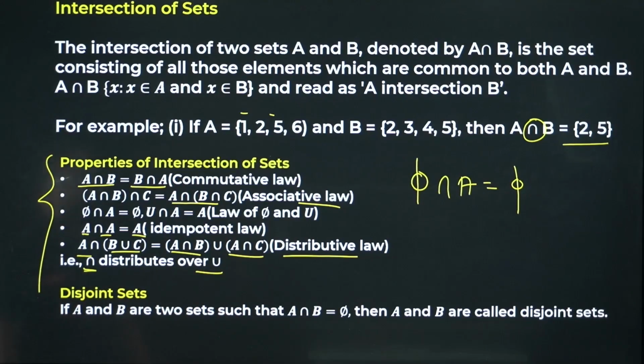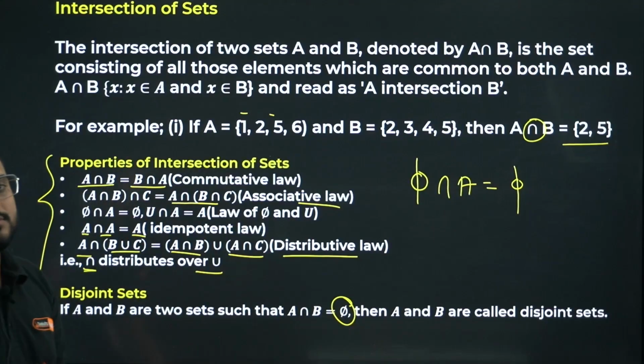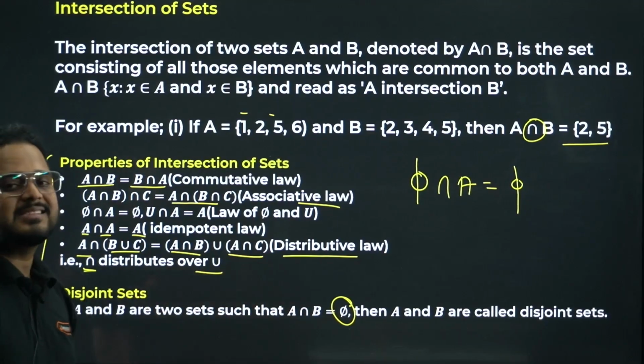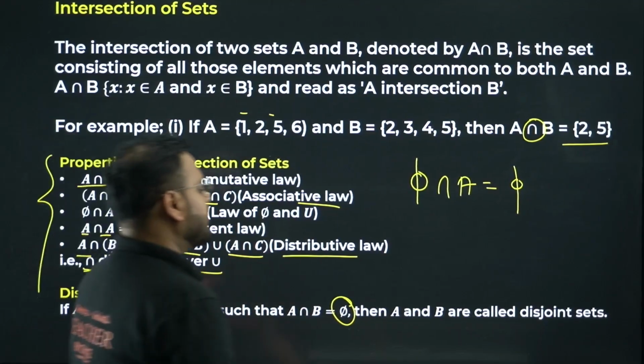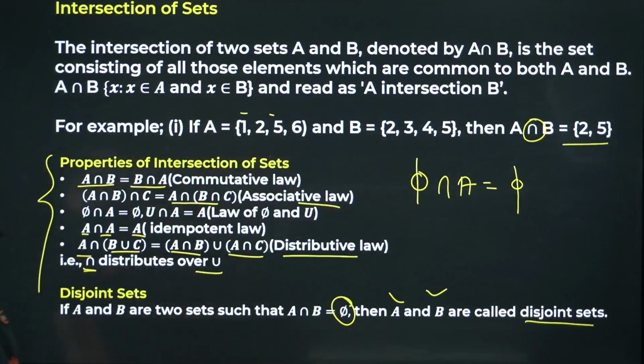Disjoint sets mean nothing is common. What is common? Nothing is common. We have the common thing as the null set. Basically nothing is common, so A and B will be called disjoint sets. Nothing is joining them. So, disjoint sets.